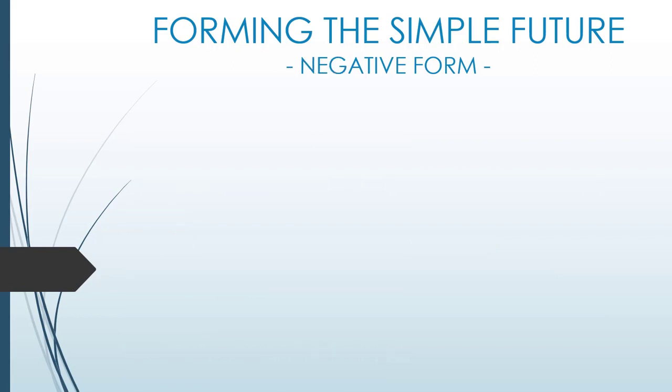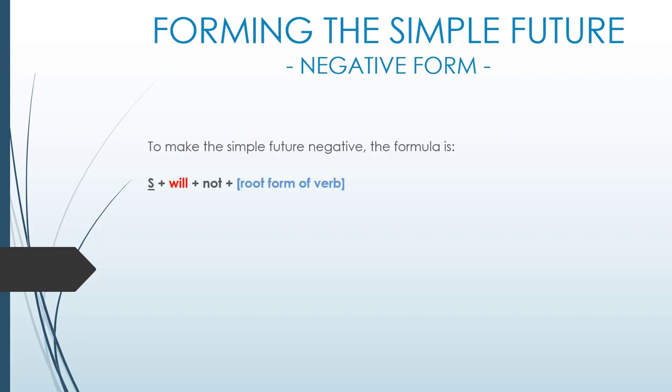Let's now see the negative form of the simple future. To make the simple future negative, the formula is subject plus will plus not plus root form of verb, or in other words, subject plus will plus not plus the infinitive without to.